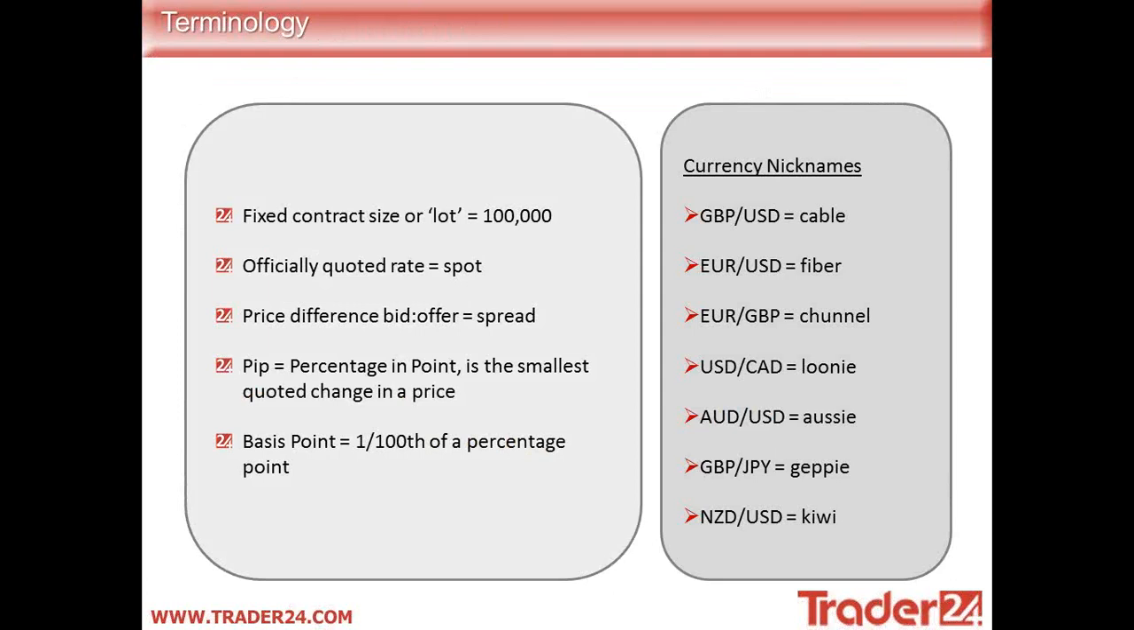The Aussie dollar versus the US dollar, well, that's pretty simple. Really, it's the Aussie. Pound versus the yen, we've got the Geppy, and then finally the New Zealand dollar versus US dollar equals the Kiwi. So that's all pretty logical stuff, really. In terms of the nicknames, it's actually fairly boring if you think about it.